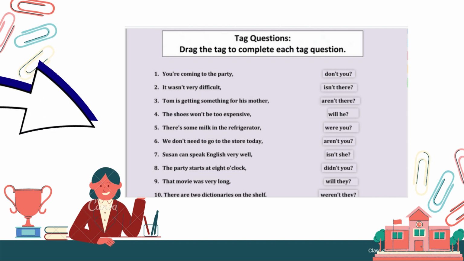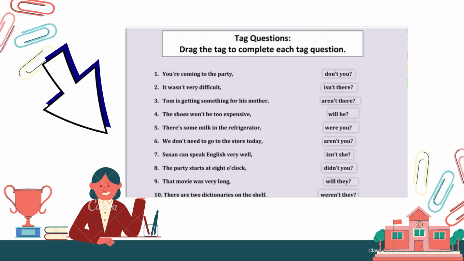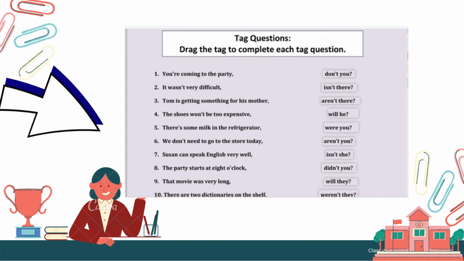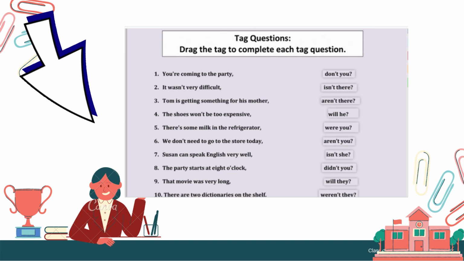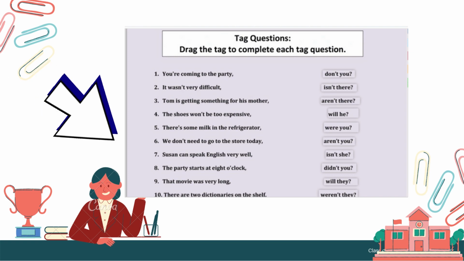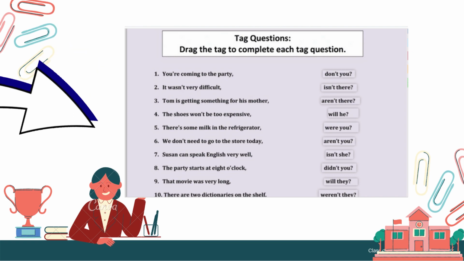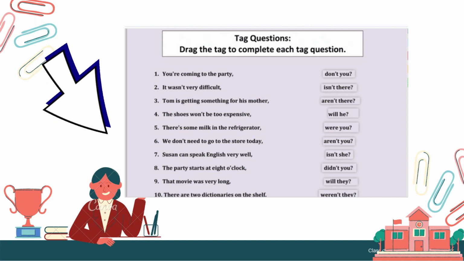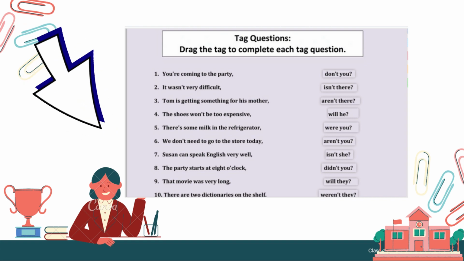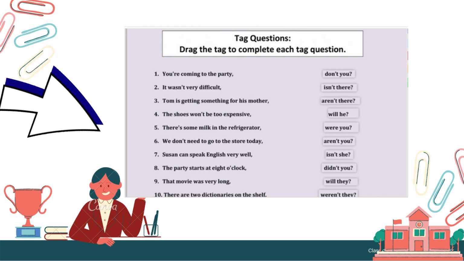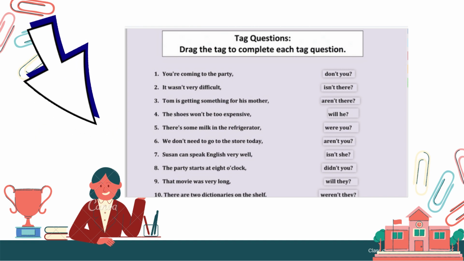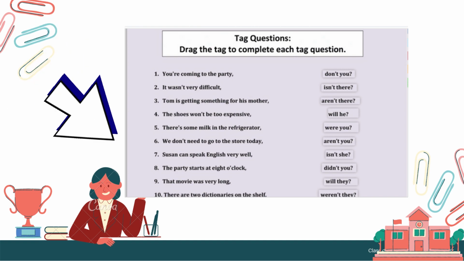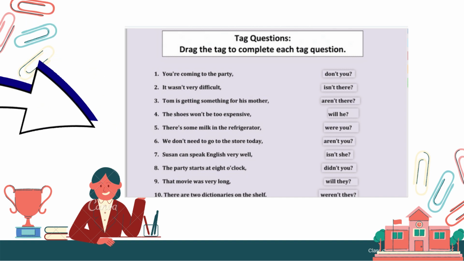The second one is, it wasn't very difficult. The sentence is negative, right, in the past tense. So you have to look for the correct question. Which is the correct answer? Weren't you? No, right? So you have to look for the correct answer.